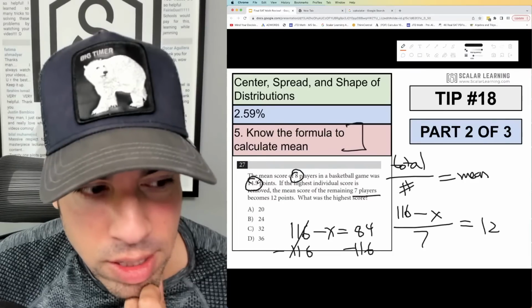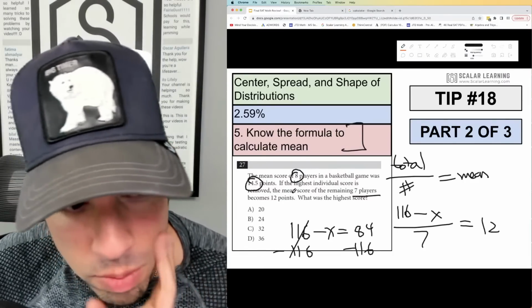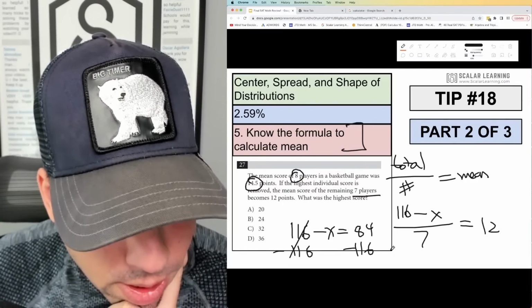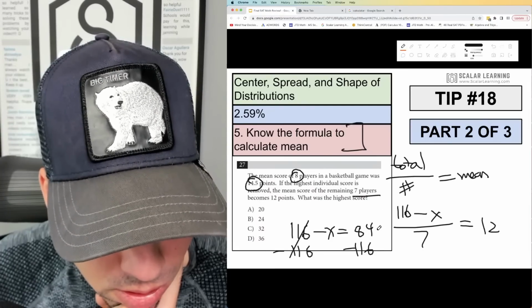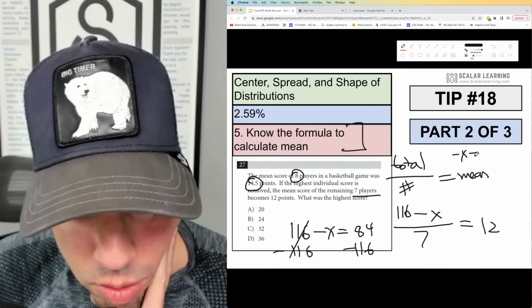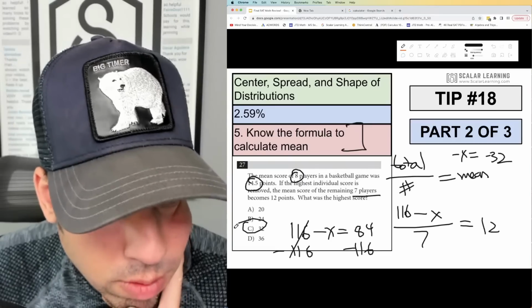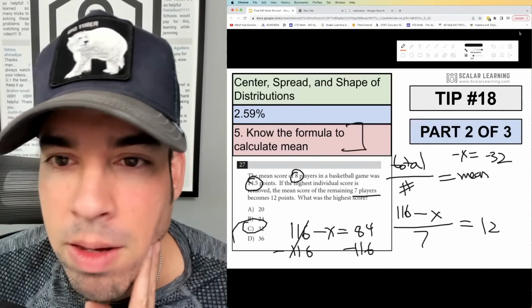I should have done this in the calculator. This is a calculator, but, you know, it's all good. And then that is 16, 32. Negative x equals negative 32, which means x equals positive 32. Boom, done.